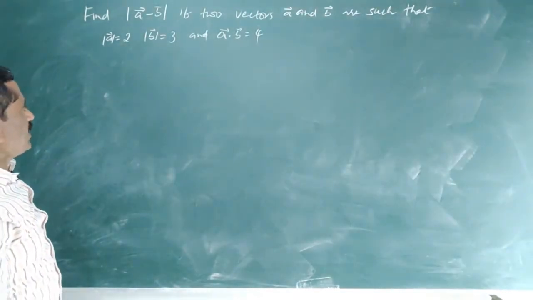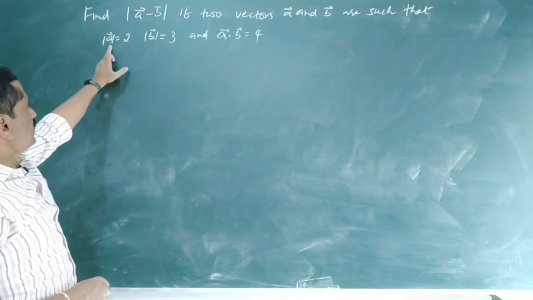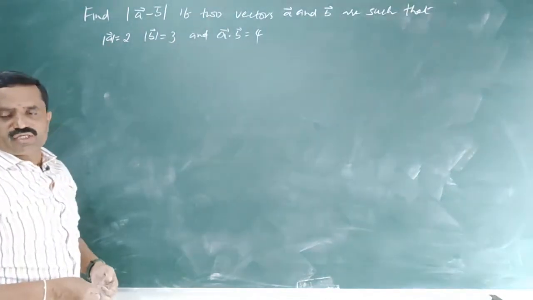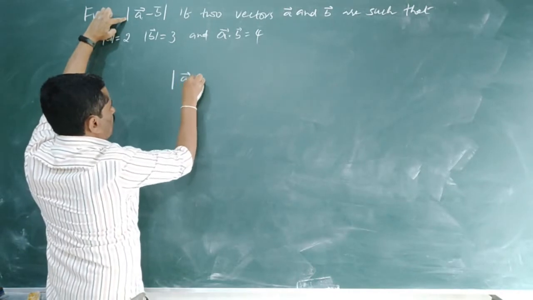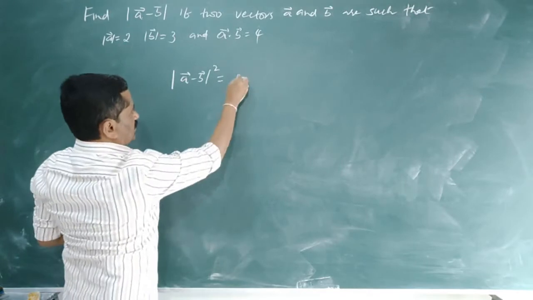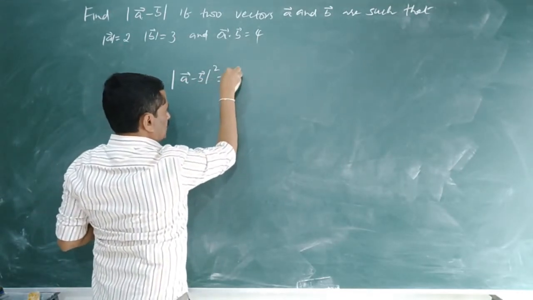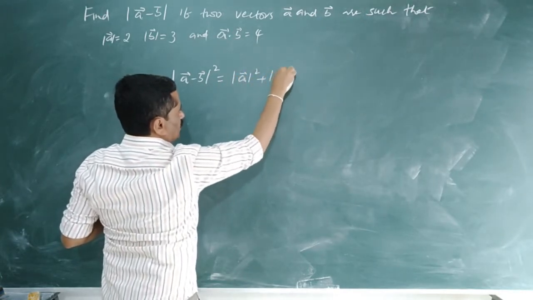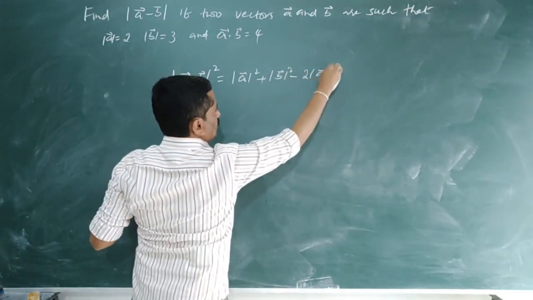Find magnitude of a bar minus b bar if two vectors a bar and b bar are such that magnitude of a bar is equal to magnitude of b bar is equal to 3 and a bar dot b bar is equal to 4. So magnitude of a bar minus b bar whole square is equal to, we have a formula: magnitude of a bar whole square plus magnitude of b bar whole square minus 2 of a bar dot b bar.